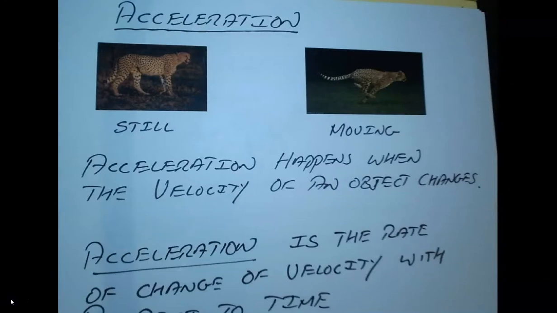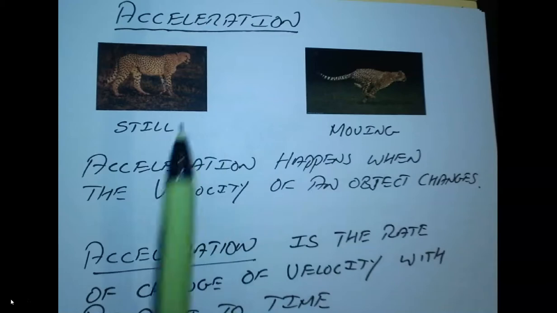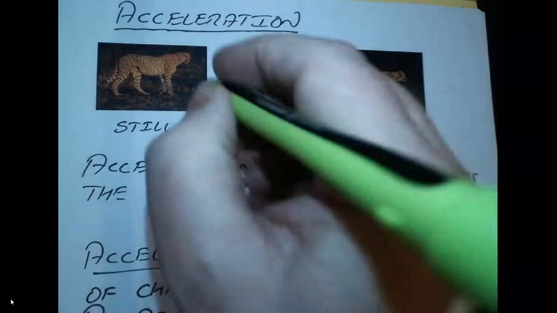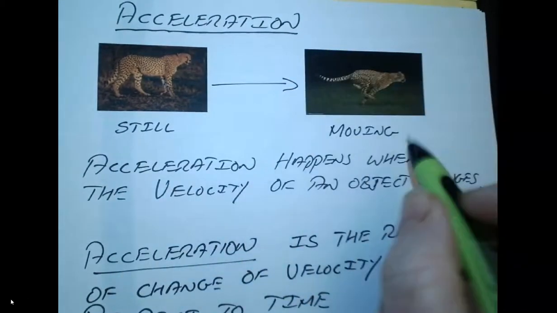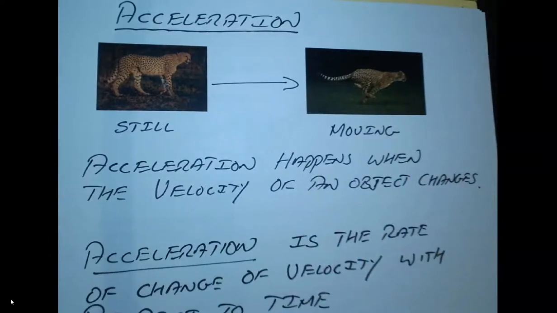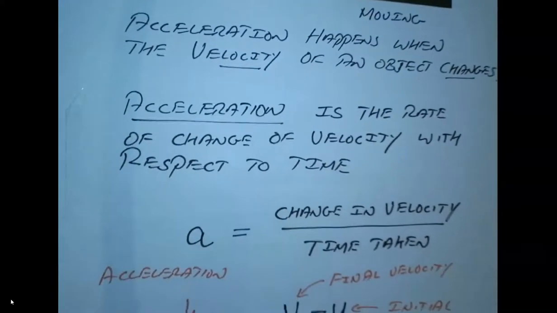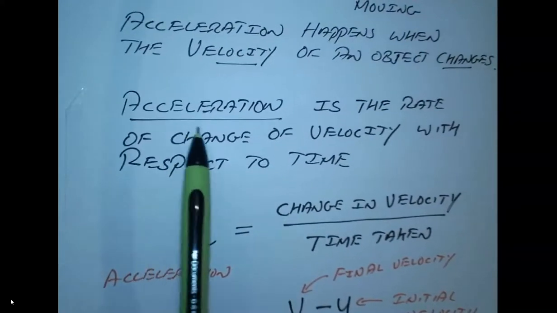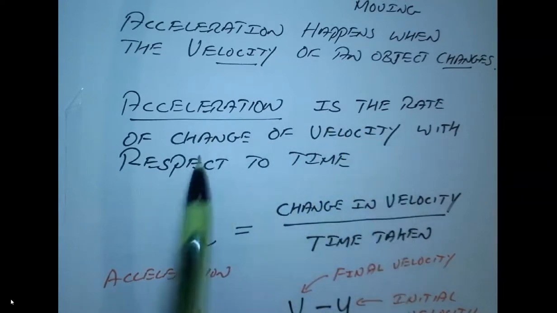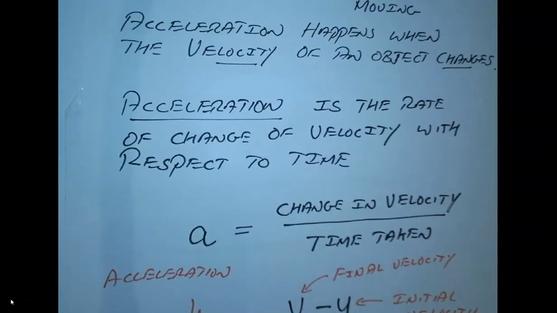The idea of acceleration is very easy. Acceleration is something that happens when an object changes its velocity. We have a nice cheetah. The cheetah is still. The cheetah at this stage is moving. The cheetah has changed its velocity between these two points, and acceleration is something that happens when the velocity of an object changes. That, of course, is not a definition of acceleration. The more common definition of acceleration is here. Acceleration is the rate of change of velocity with respect to time. How quickly your velocity is changing per second.